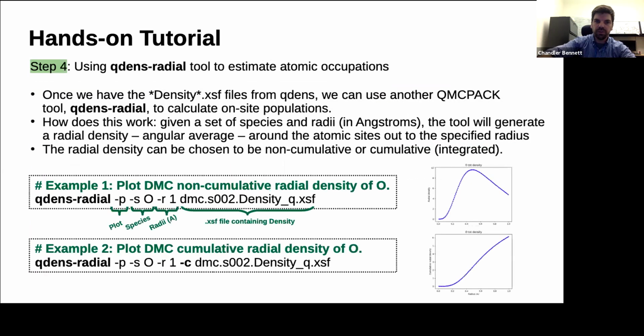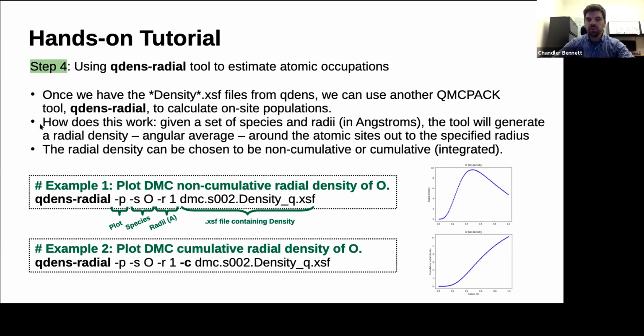Okay, so that's nice, but can we do anything else? So step 4, let me introduce now the QDens radial tool. And now we'll actually get an estimate for, say, atomic occupations on the atoms in water. And so once QDens has given us these density.xsf files, we use this QDens radial tool now to calculate the populations. And how does this work?